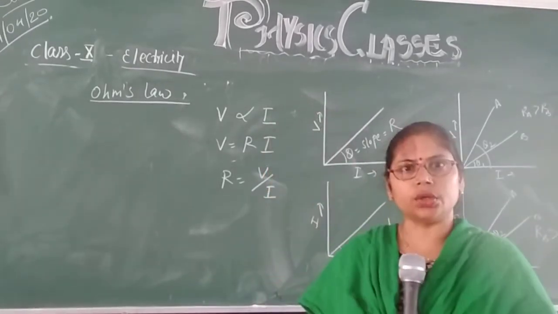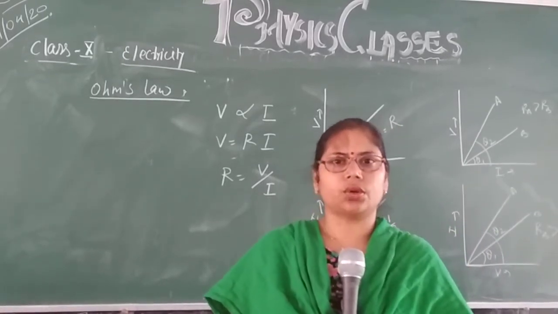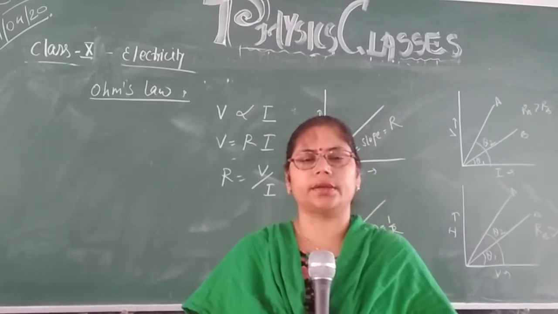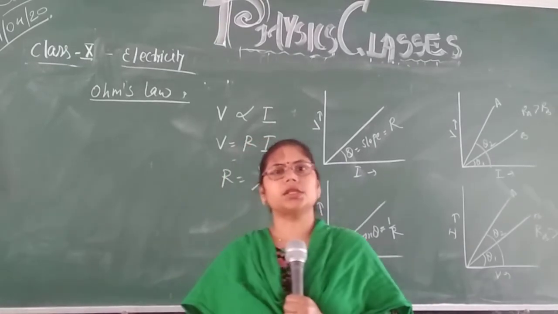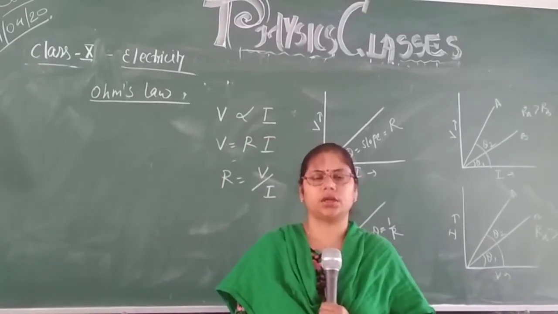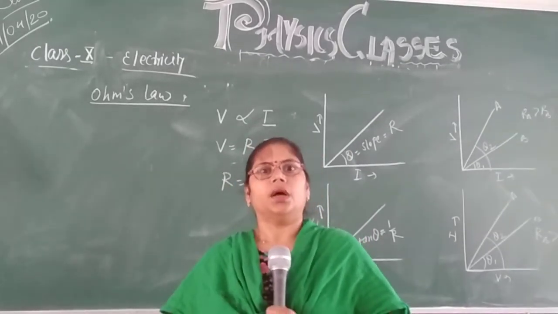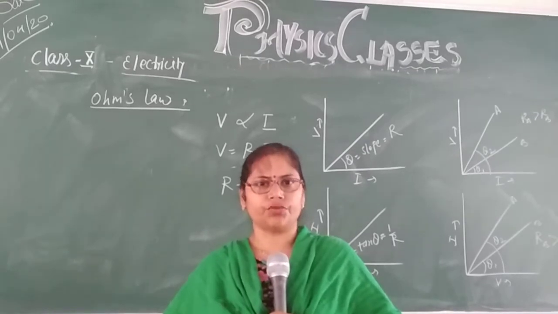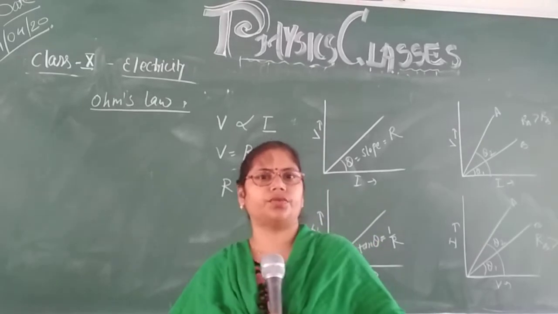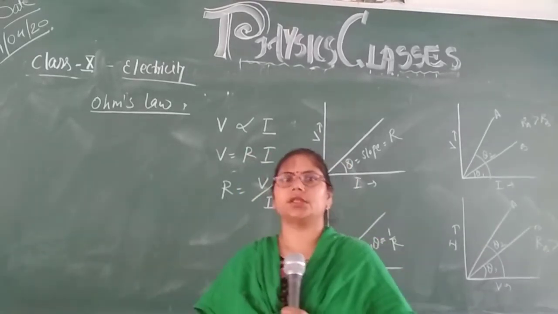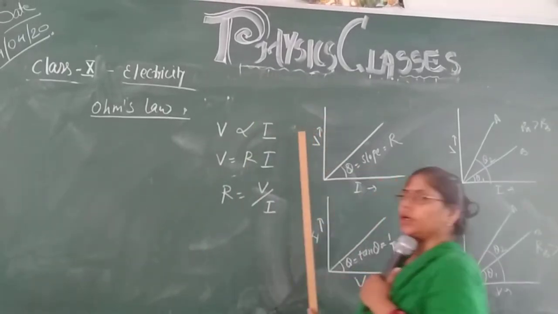According to Ohm's law, at constant physical conditions like temperature, area of cross section, and length of the wire, the potential difference across the circuit is directly proportional to the current flowing in the circuit.